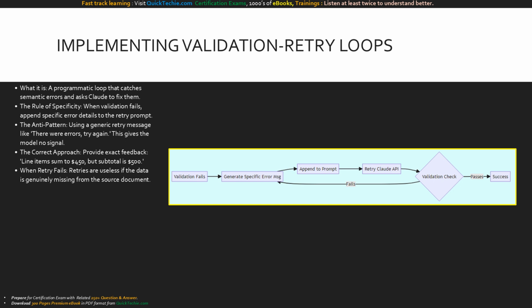Follow the loop. When validation fails, we don't just loop blindly. We drop down to generate a specific error message. We append that message to our next prompt, call the API again, and hit the validation check. It cycles until the logic passes, resulting in a highly resilient extraction pipeline.